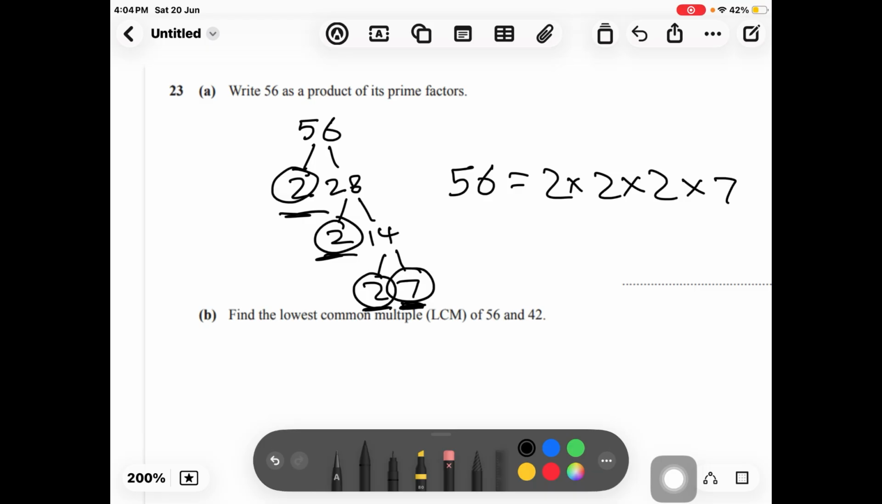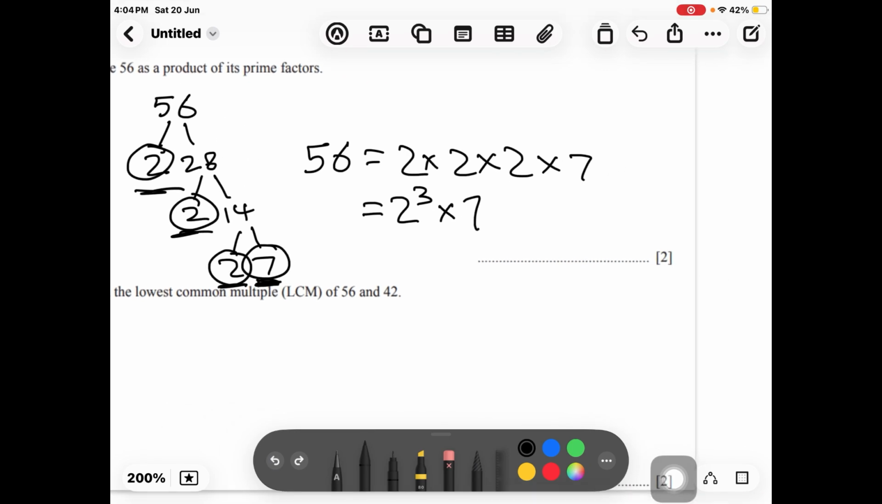And this can be written in short form using indices as 2 to the power of 3 times 7, because there are 3 2's. So 56 as a product of its prime factors would be 2 to the power of 3 times 7.